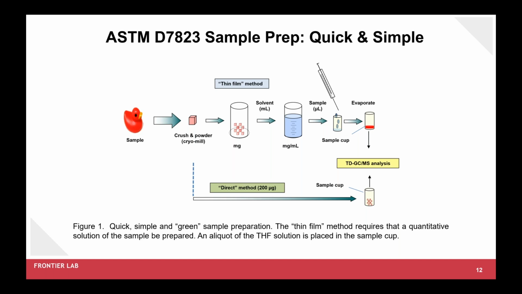So here, as shown here, there are two techniques for sample preparation, direct and thin film. Analysis of the solid is often referred to as a direct analysis, in which you can simply crush and powder your sample, and then you can place a few micrograms directly inside your cup. On the other hand, you can also use a thin film method, in which you dissolve the powdered sample into solvent and then analyze a microliter aliquot of a quantitative solution of the sample.